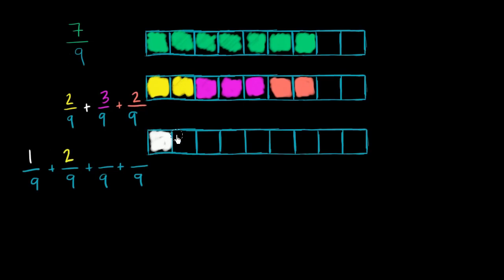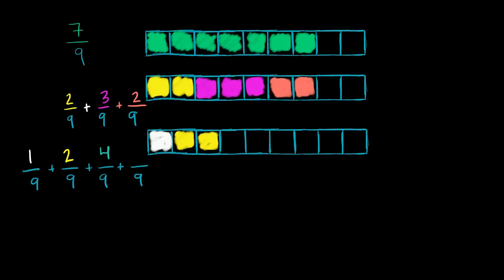Get my little paintbrush going. So that's 1 and 2 more. That still doesn't get us there. This gives us a total of 3 ninths. 1 plus 2 is 3. So let's add 4 ninths. I'll do that in this blue color. So 4 ninths. That's different enough. So let's see where this gets us.